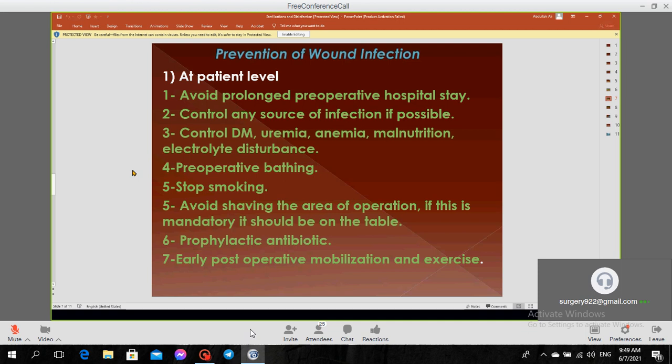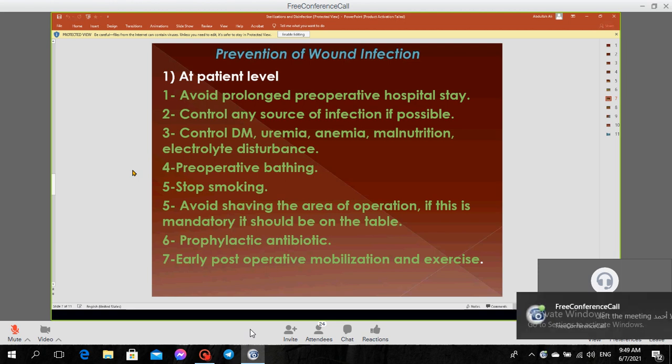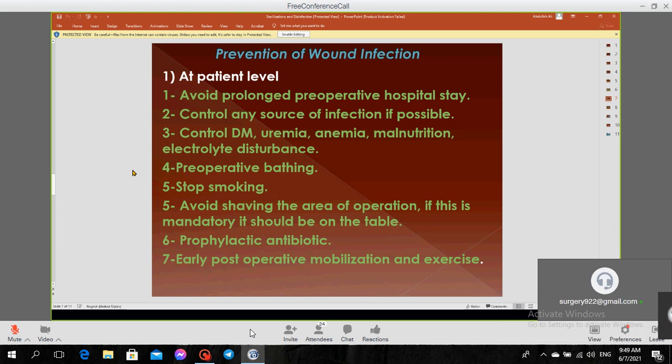These are very important points you should always remember and know, because you will need them when you handle patients in any department in your medical practice. So, how can we prevent wound infection?